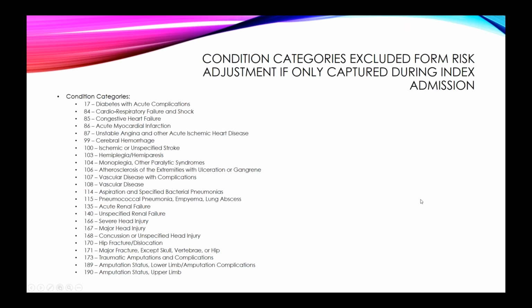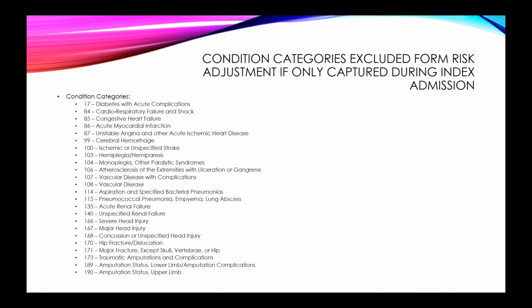What I also found interesting is that we had condition categories that were excluded from risk adjustment if they were only captured during the index admission. And what I found very interesting here was that congestive heart failure is one of these condition categories. So if you have a patient that is coming in for heart failure, they have never been seen or it's never been documented or coded that that patient has heart failure prior to that index admission, they are not risk adjusted for heart failure. And to me, that was mind-blowing that we had a number of heart failure patients that fell into a cohort, but were not risk adjusted for it.